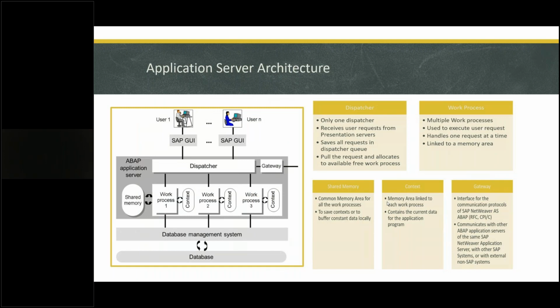Dispatcher. Now if you see here, this is the application server architecture. So now we are narrowing down our discussion to this application server only. Once you purchase the license from SAP, you have to set up the system and install the software. The main components of this application server are the dispatcher, the gateways, the work processes and their context, and shared memory.